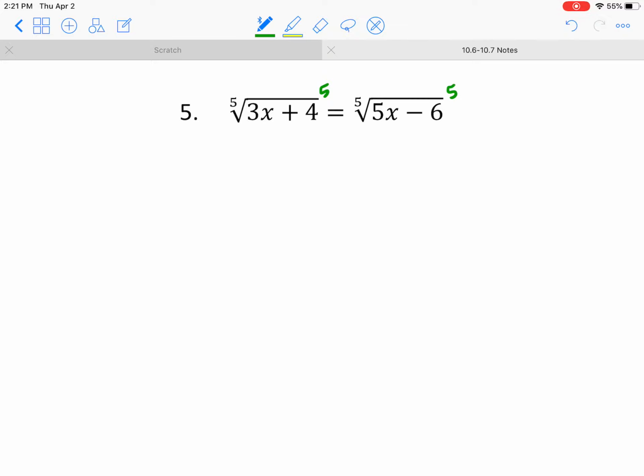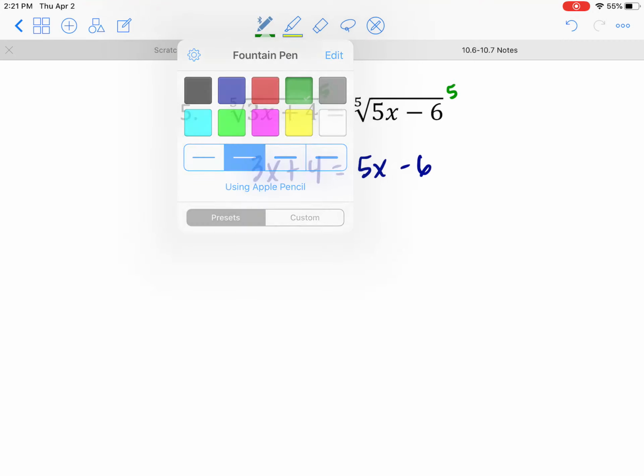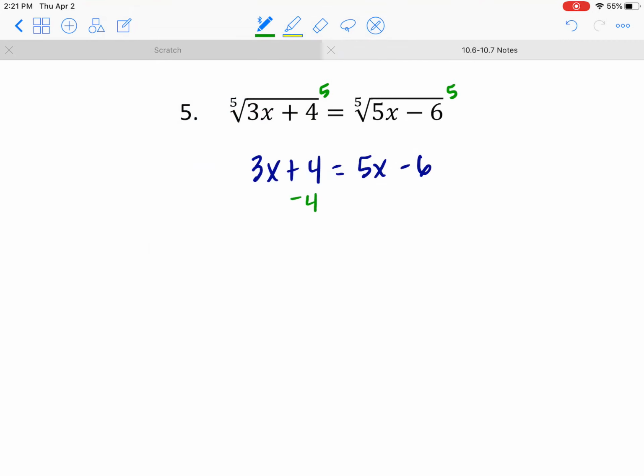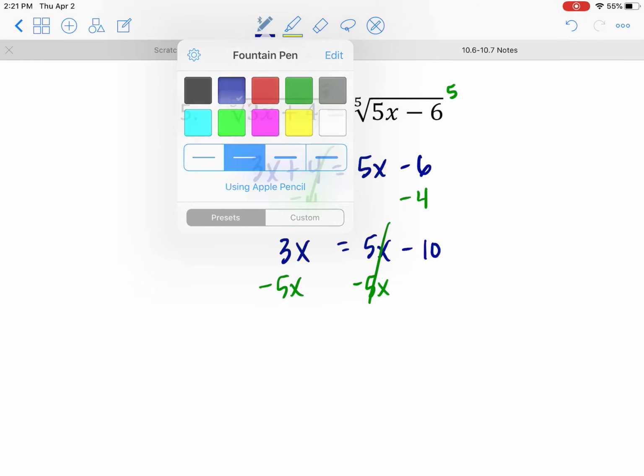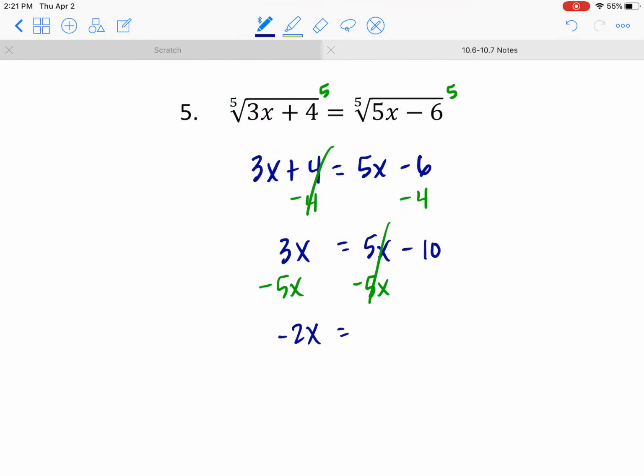Now, number 5 might look a little more complicated because we have radicals on both sides, but in fact it isn't. Both of those radicals are alone. So we're going to start by raising both sides to the 5th power, and then both of those radicals go away. So we're really just solving 3x plus 4 equals 5x minus 6, and we want to get our like terms together. So I'm going to subtract 4 from both sides. That gives me 3x equal to 5x minus 10.